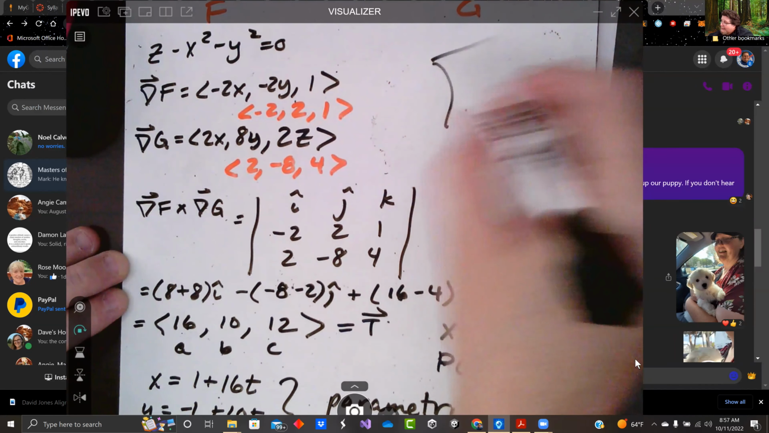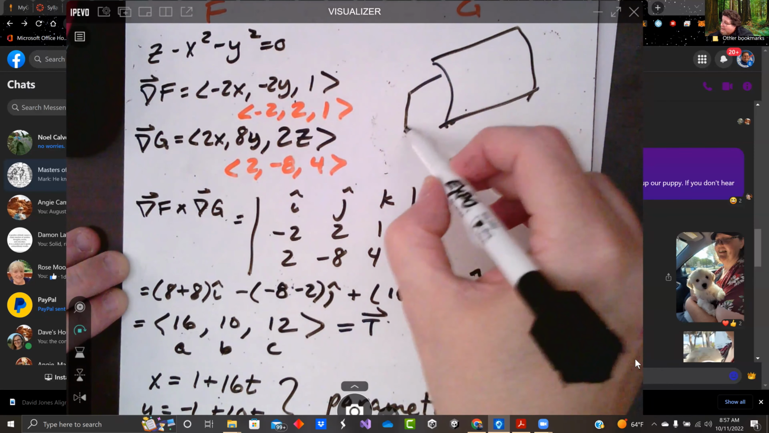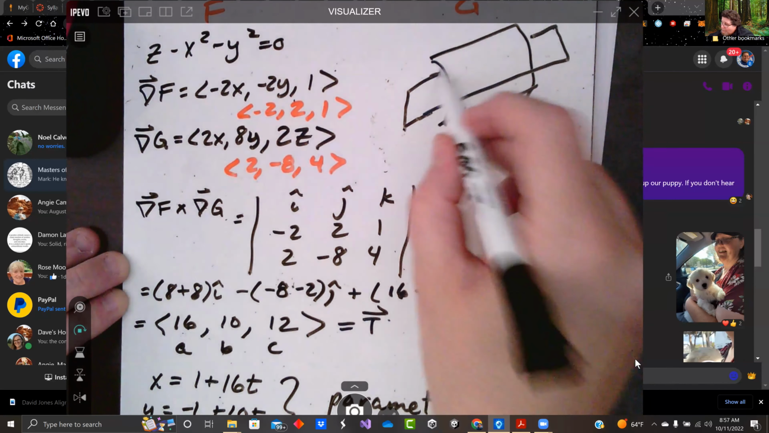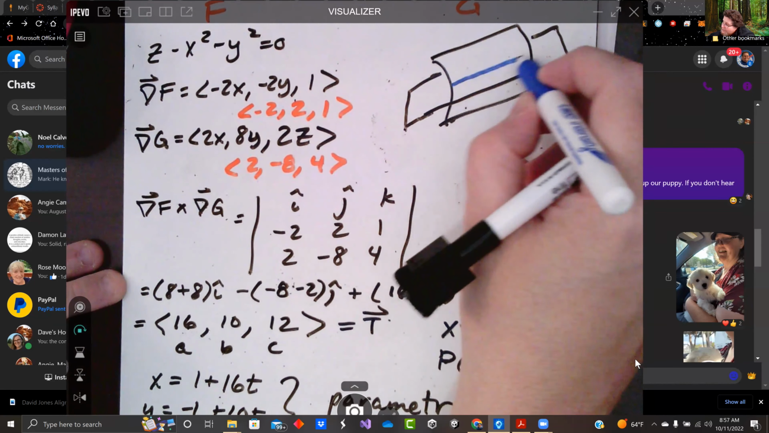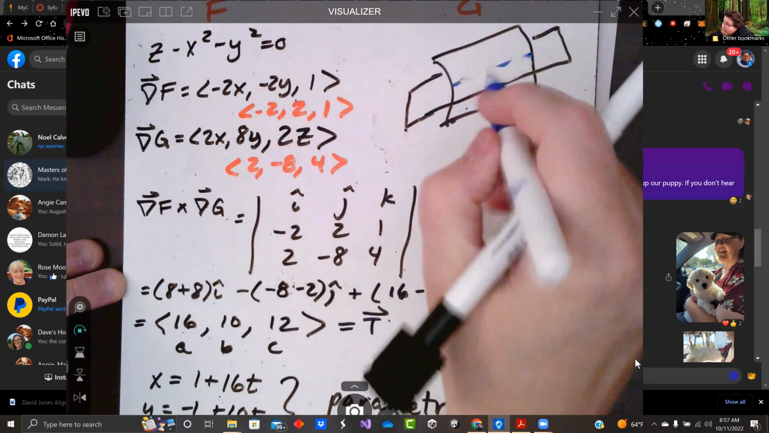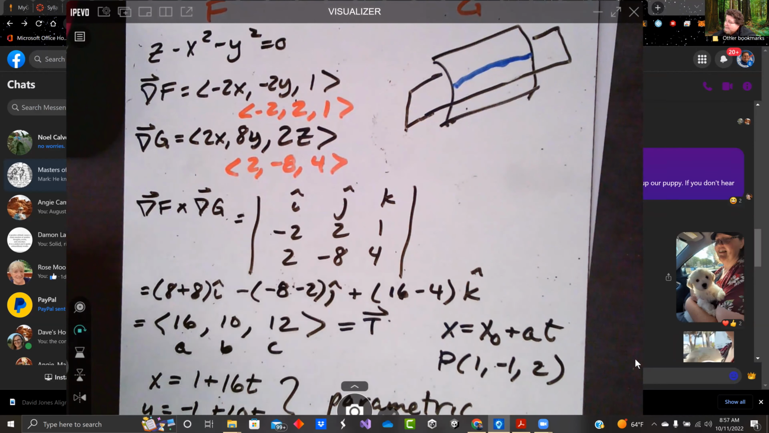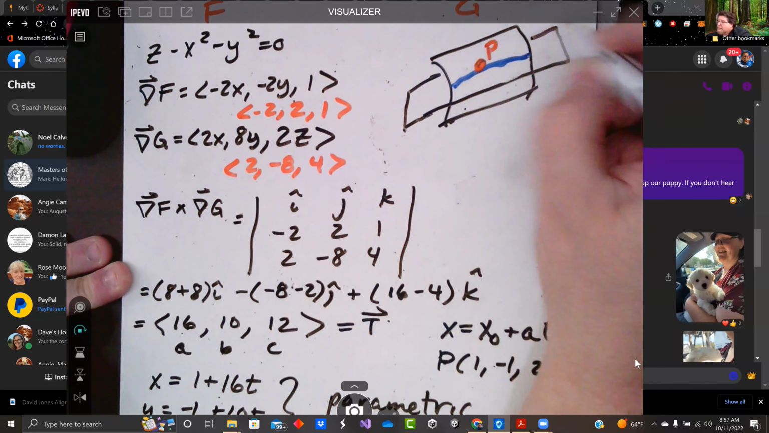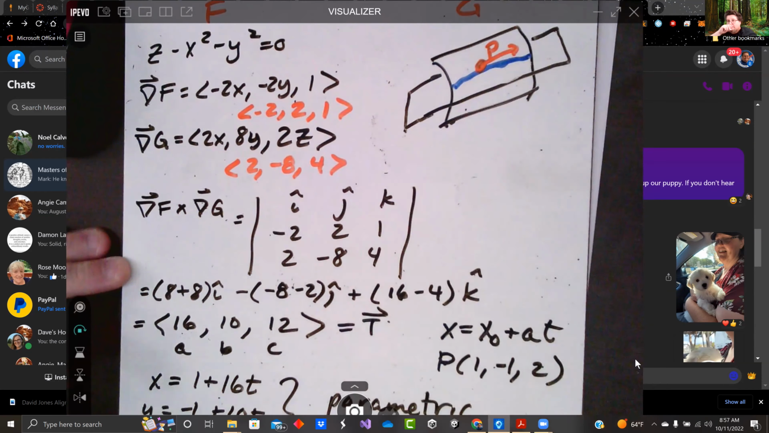So we've got some plane like that, and it's intersecting some plane right here. The intersection, like where they cross, is right here. Maybe it's a little more curvy. And we've got some point P. And we're looking for the line tangent to that curve there.